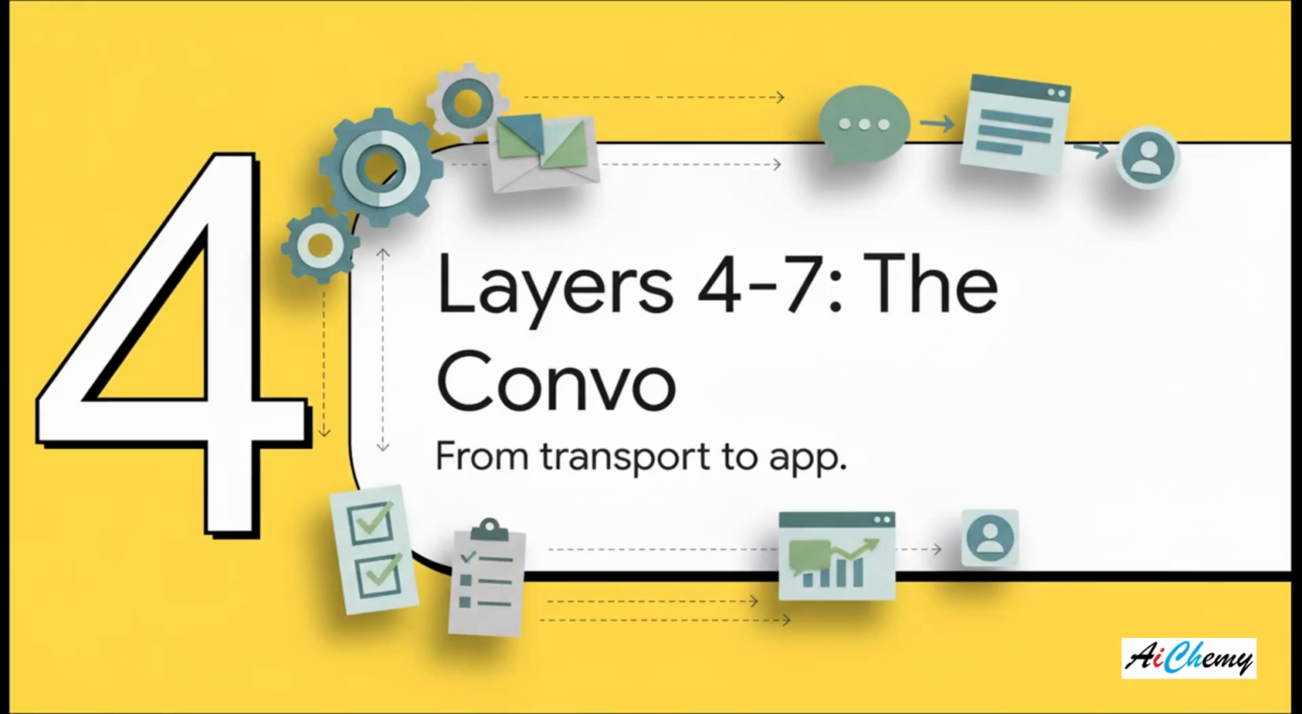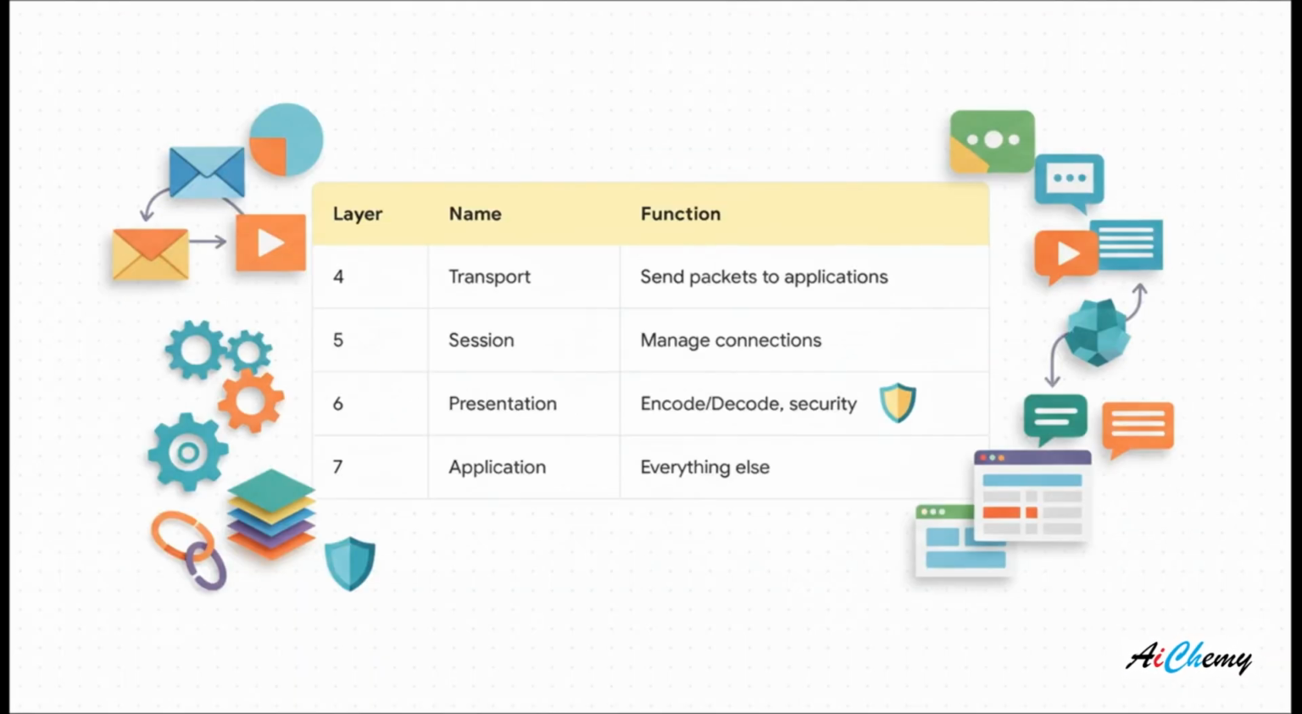As we move up to the top 4 layers, the focus kind of shifts. It's less about the physical journey of the data and a lot more about making sure that data is reliable, that it's formatted correctly, and that it's actually useful to the applications we're trying to run. These 4 layers really work together like a well-oiled machine. You've got the transport layer acting as a sort of quality control, making sure everything arrives okay. The session layer manages the conversation. The presentation layer is like a universal translator for data. And then, finally, the application layer is the one we actually see and use.